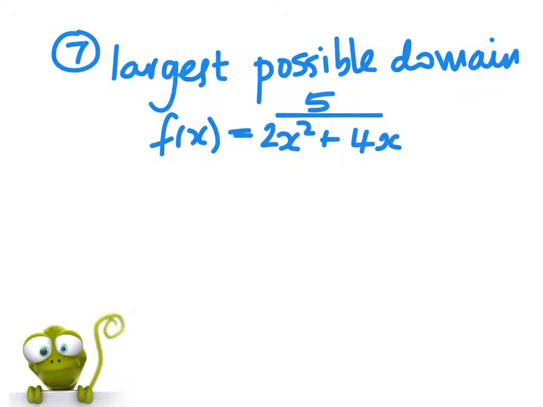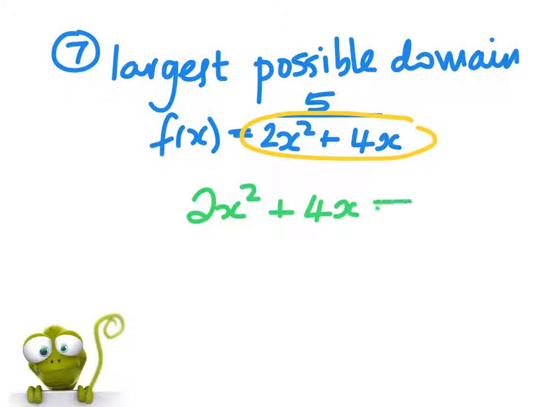Last question, number 7, the largest possible domain. Well, the largest possible domain is going to be determined by the bottom of that fraction. We know that one of the things that we cannot do in mathematics is divide by 0. So we are looking for 2x squared plus 4x. We do not want that to equal 0.